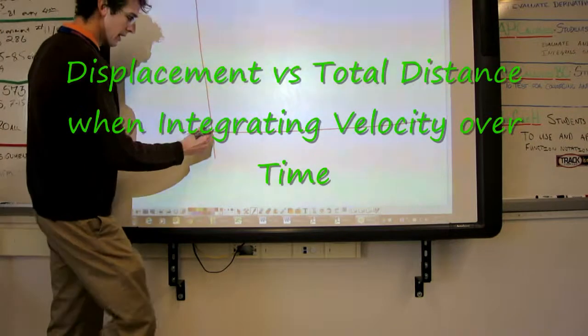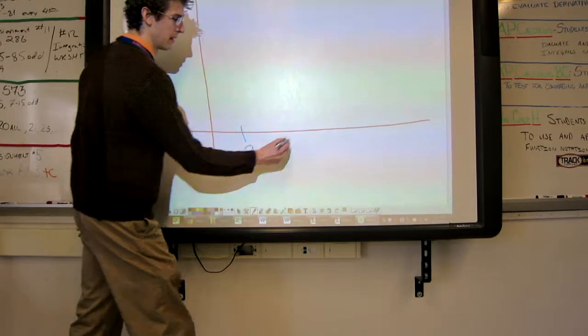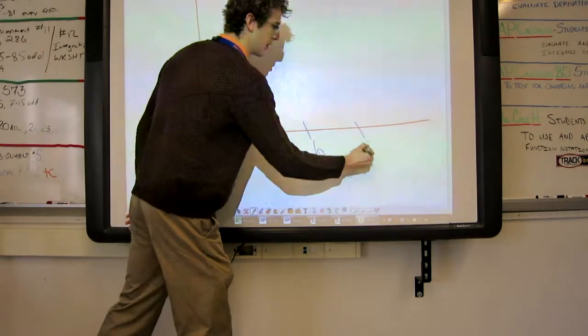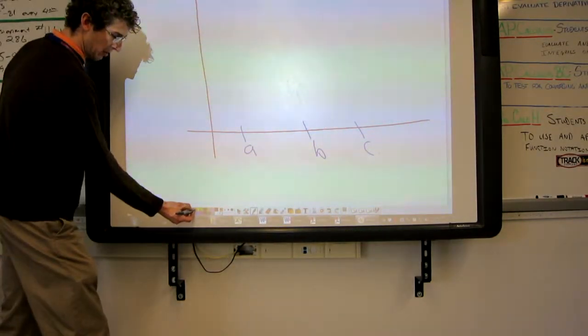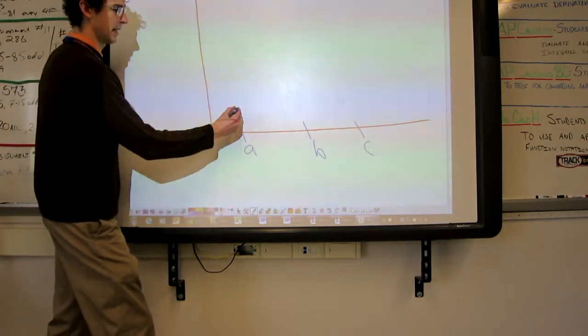All right, so let's look at this. Guys, I'm going to throw some intervals. This will be A, this will be B, this will be C, and I'm going to make a function, f of x. Let's go purple.